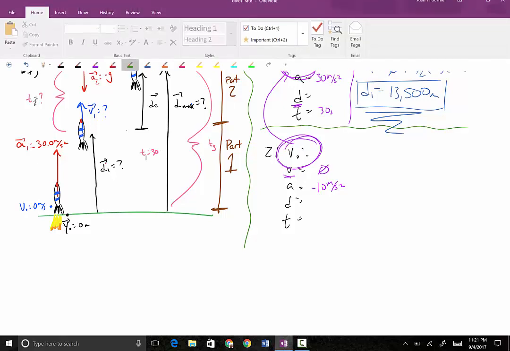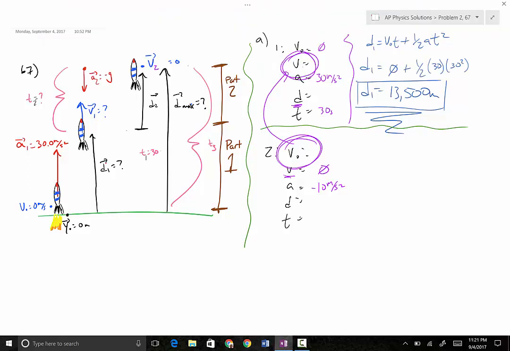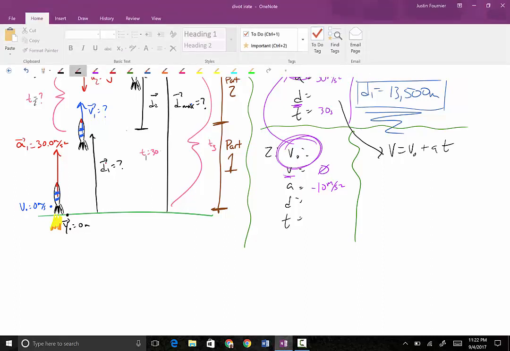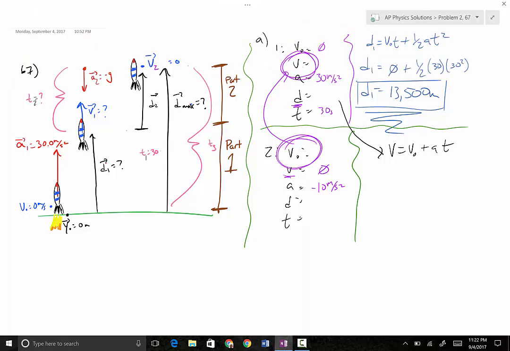So to find that final velocity of the rocket, I'm going to use this equation here, V equals V naught plus AT, from the previous problem, because that's going to tell me the final velocity. So the final velocity here is the initial velocity that I'm going to find over there.